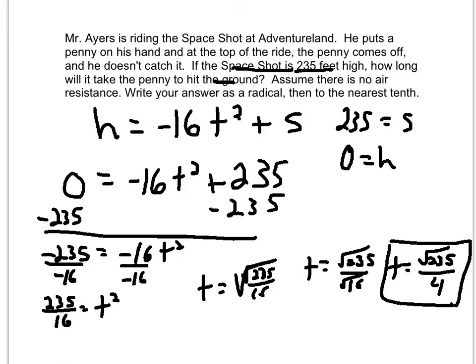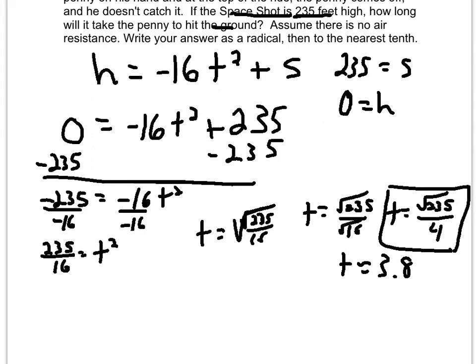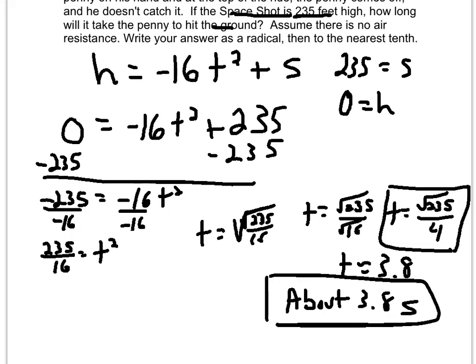Alright, well now I want that answer to the nearest tenth, so now it's okay to use my calculator. I'm going to take the square root of 235, which is about 15.3297, and then I'm going to divide that by 4. And I get 3.83, so my time is about 3.8, okay, if I round it to the nearest tenth. So that's going to be about 3.8 seconds that's going to take that penny to hit the ground, according to my falling object model.